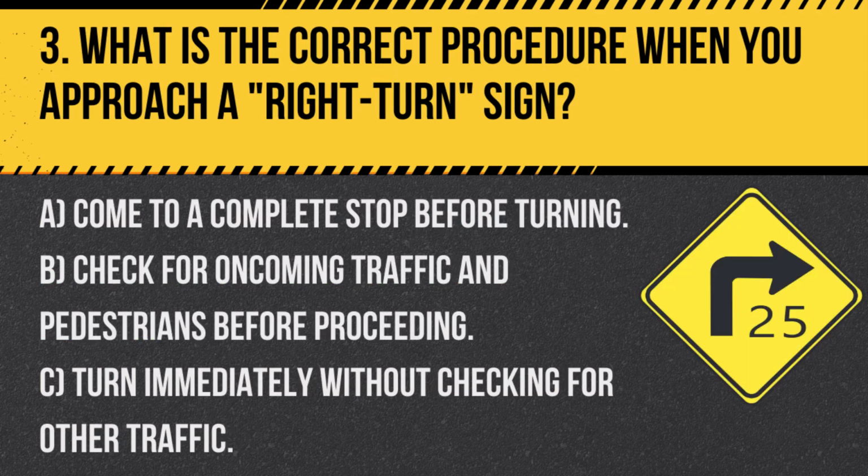Question 3. What is the correct procedure when you approach a right turn sign? A. Come to a complete stop before turning. B. Check for oncoming traffic and pedestrians before proceeding. C. Turn immediately without checking for other traffic.